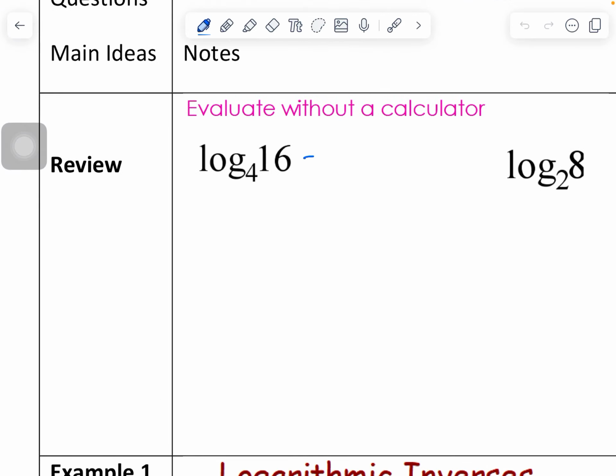Remember, for these we want to set them equal to x and then rewrite it in the opposite form. So log base 4 of 16, we set it equal to x. We're going to take the 4, swing it underneath here, we get 4 to the x equals 16. And now we can write 16 as a power of 4 because there's two groups of 4. So 4 to the x is the same as 4 squared. Therefore, our answer is 2.